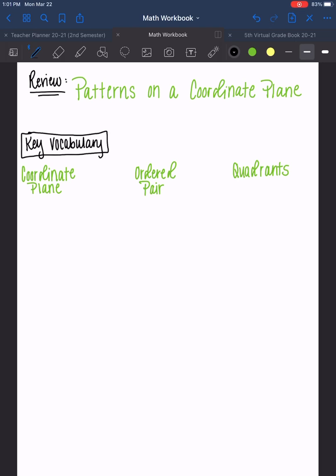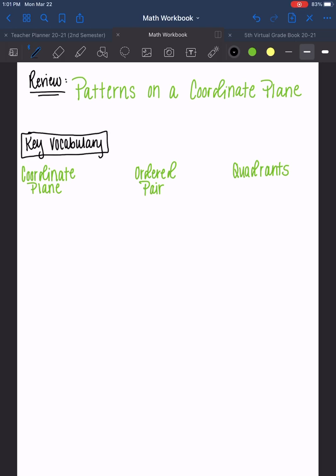Today we are going to review some stuff that you guys learned 2 weeks ago. You guys had spring break and benchmarks, so it's been a while since we've talked about patterns on a coordinate plane. So we are going to review it today. We're going to get back into it and just kind of introduce a little bit of something new for you guys. But lots of practice to come for patterns on a coordinate plane.